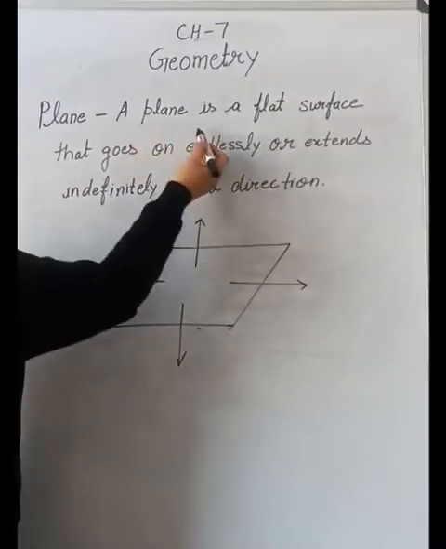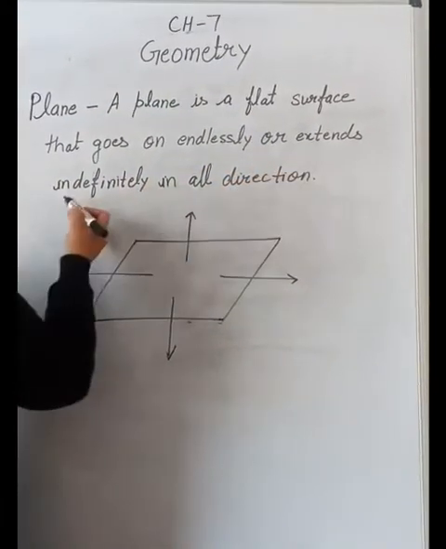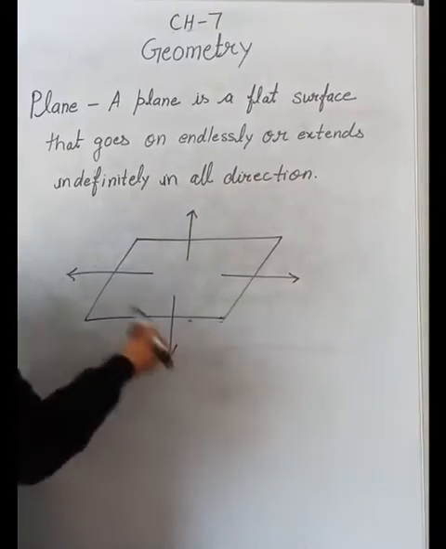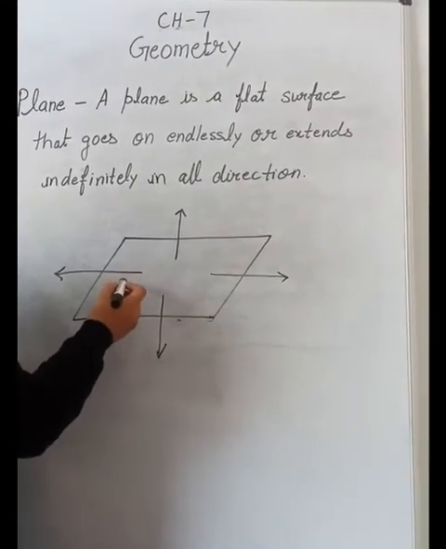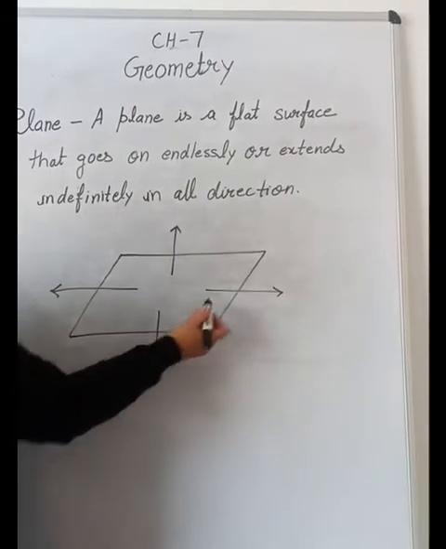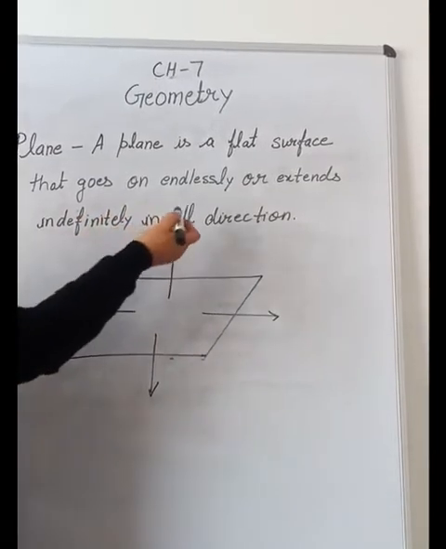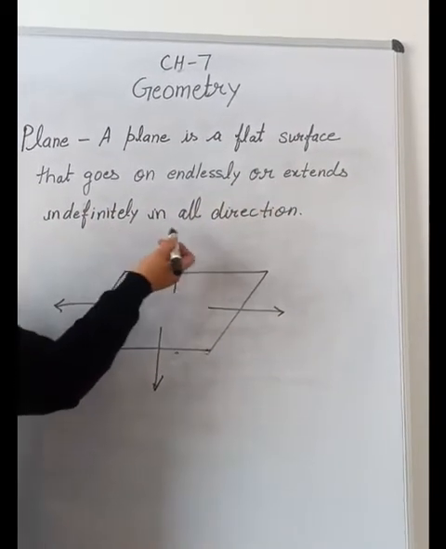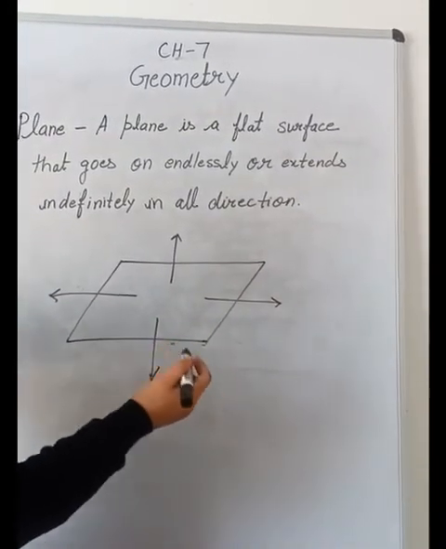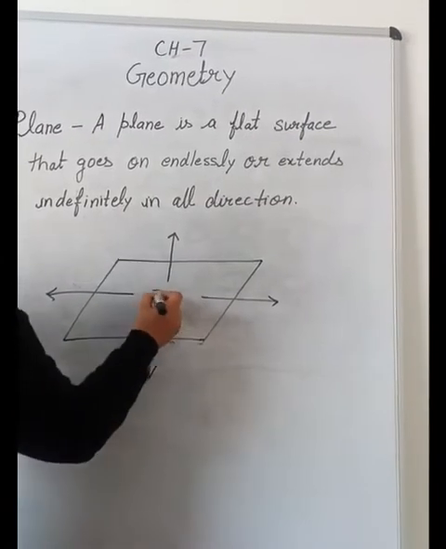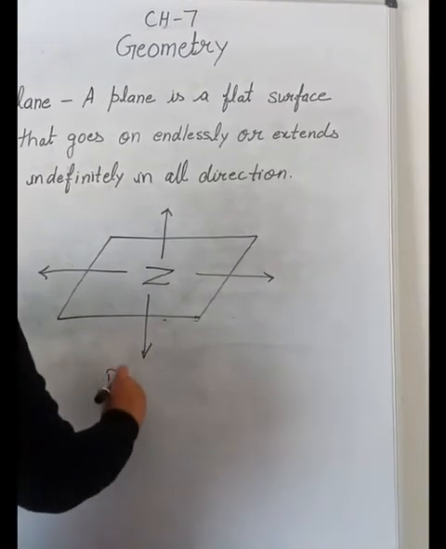Plane. A plane is a flat surface that goes on endlessly or extends indefinitely in all directions. This is a picture of a plane. So it goes endlessly in all directions. Here I have put arrows in all directions. A plane is a collection of an infinite number of points, and we can write the name of this plane also. So this is plane Z.